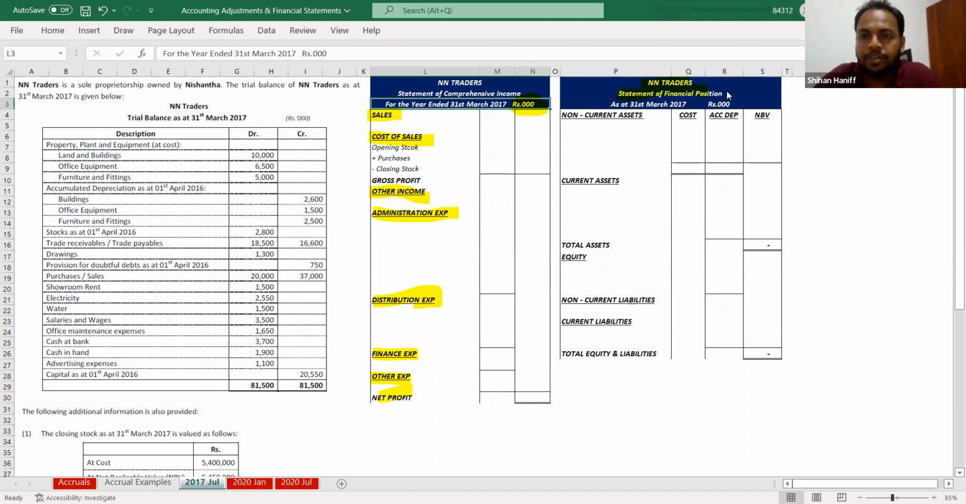Statement of financial position, non-current assets. We can have 3 columns: cost, accumulated depreciation, and the book value. Then current assets, you get the total assets. Equity, non-current liabilities, and current liabilities. Then you get total equity and liabilities. Can you all draw the format? I will give you 3 minutes.